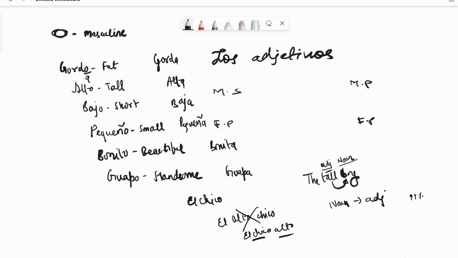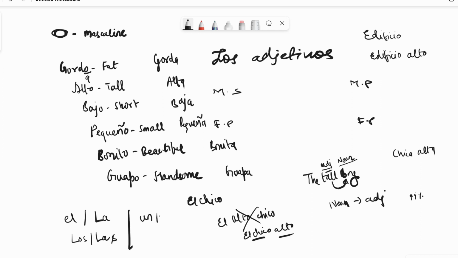If I wanted to say a tall girl, it will be chica alta. Now, a building is edificio. If I wanted to say a tall building, it will be edificio alto. Now, we have already dealt with definite articles. If you have any confusion regarding definite articles, then you can go back to my channel and you can go to the videos here. In one of the videos, I have described it completely, all the rules of the articles, how to use them. So you have definite articles and you have indefinite articles.